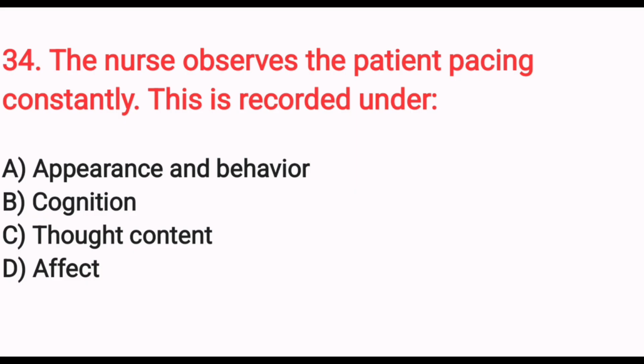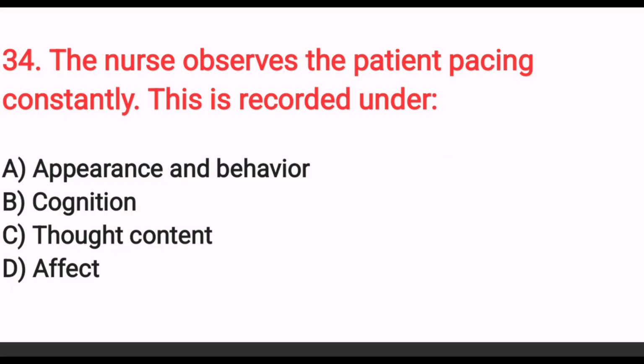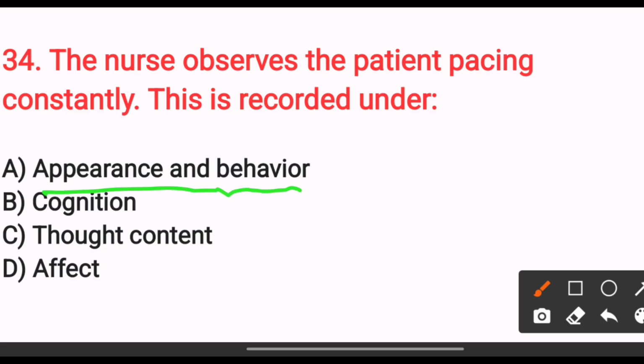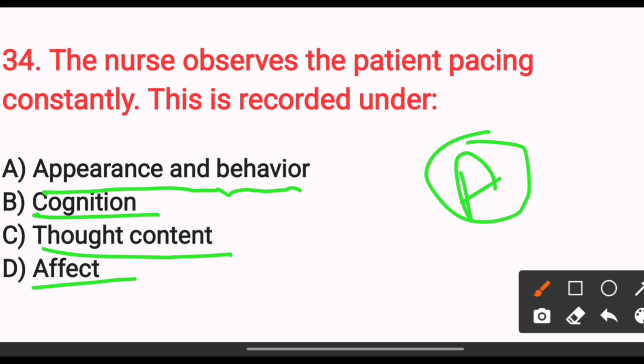Next, the nurse observes the patient pacing constantly. This is recorded under option A, appearance and behavior. Option B, cognition. Option C, thought content. Option D, affect. The answer is option A, appearance and behavior, because activity level and motor behavior are part of the behavioral assessment.